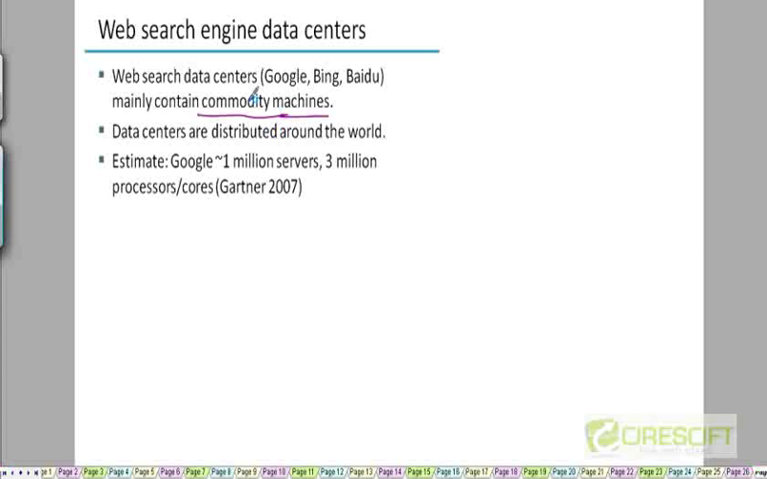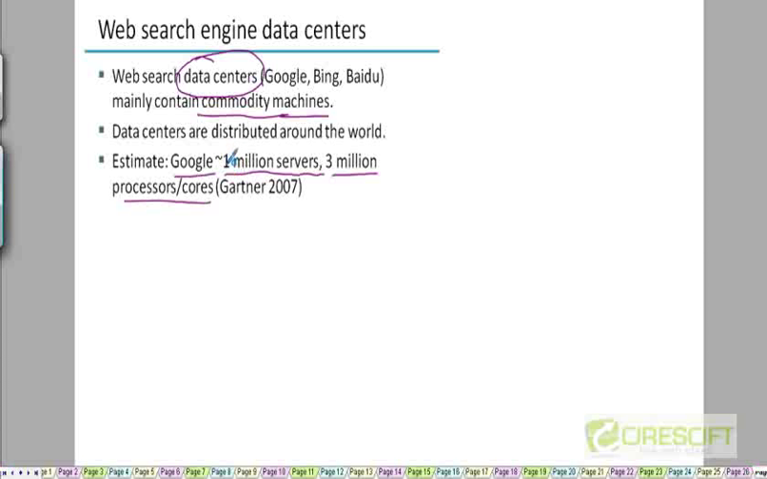They contain normal machines making up a huge cluster of machines, right? And this cluster is stored in a facility called a data center. So a data center can be a huge warehouse storing these clusters of machines. For example, Google's data centers are estimated to have about 1 million of such machines, each machine having on average 3 cores or 3 processors. So there are about 3 million processors working on building the web search index that Google constructs, and of course doing some other tasks as well.